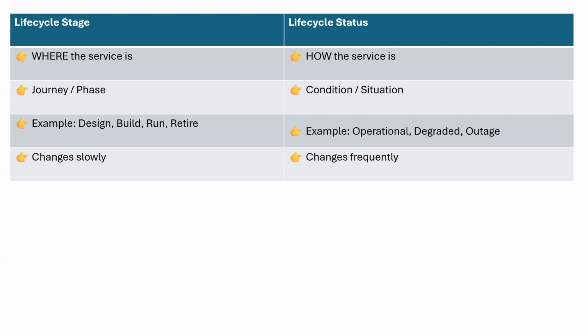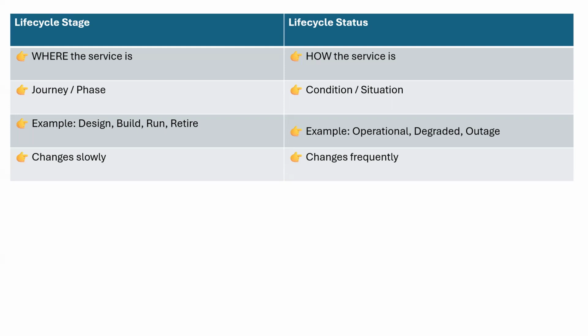First, let us understand the life cycle stage. Here, where the service is. It means the position of the service in its life cycle. Position. Next, how the service is. It is the current condition of the service. How the service means it's a current condition. Next one, journey or phase. It shows which phase the service is in. Next one, condition or situation. It tells how the service is performing right now.